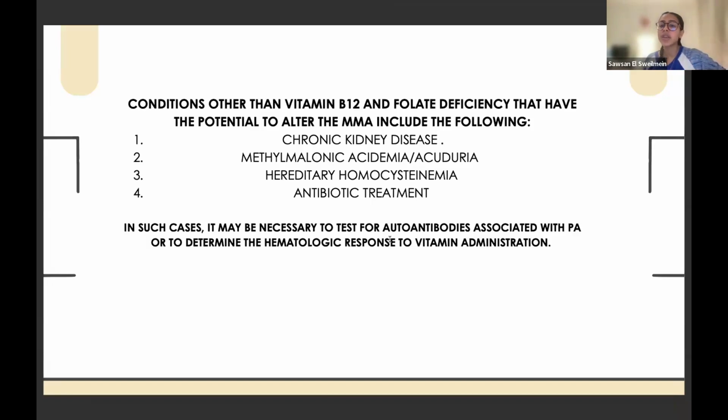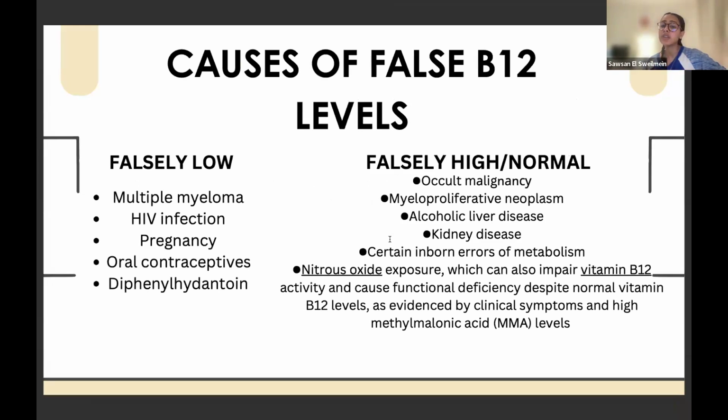And one of the most important things that I want to mention is some causes of false B12 levels, whether falsely low or falsely high. For example, falsely low, multiple myeloma is a known cause for giving us falsely low B12 levels.